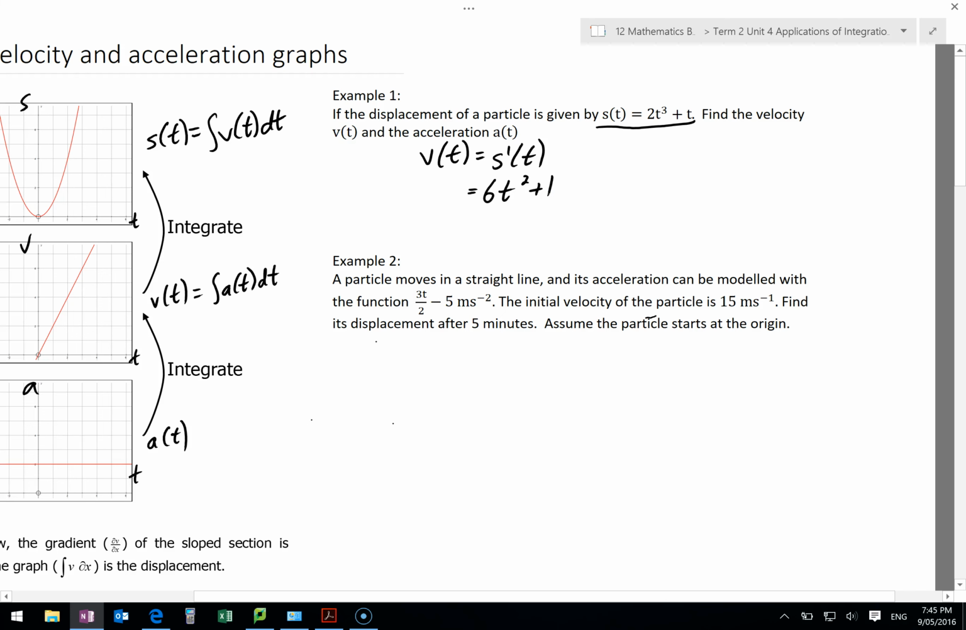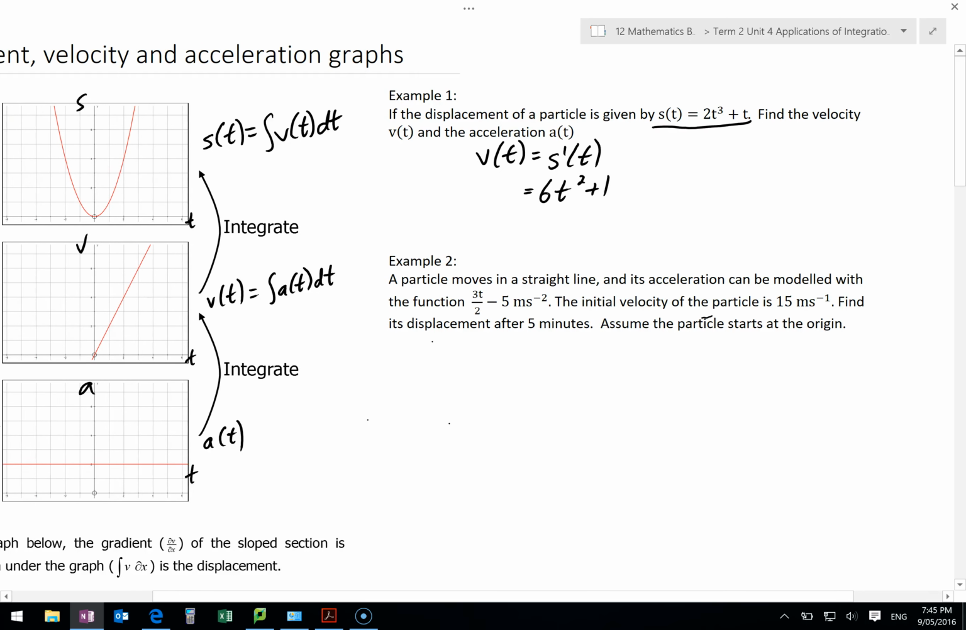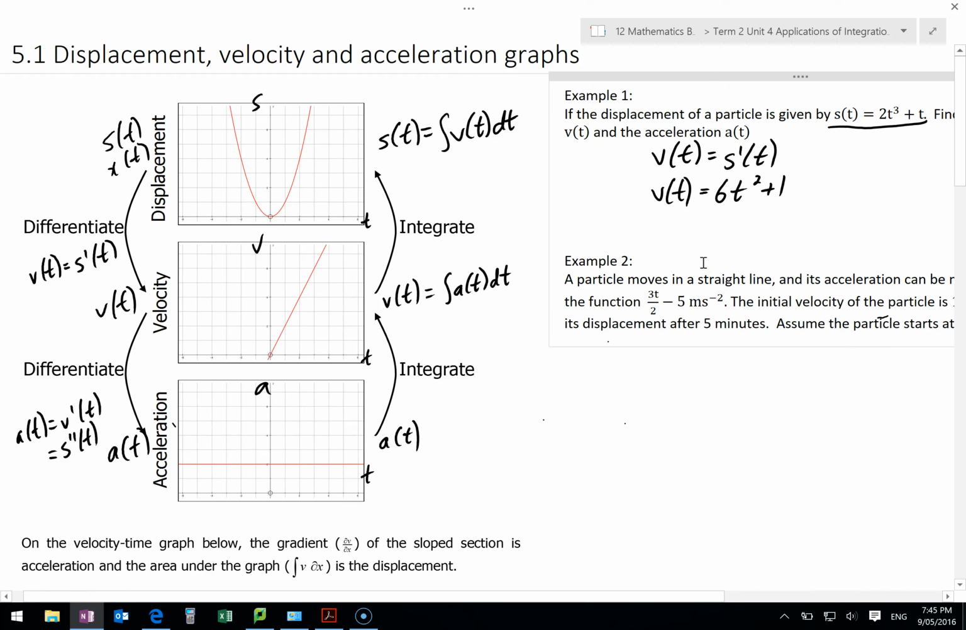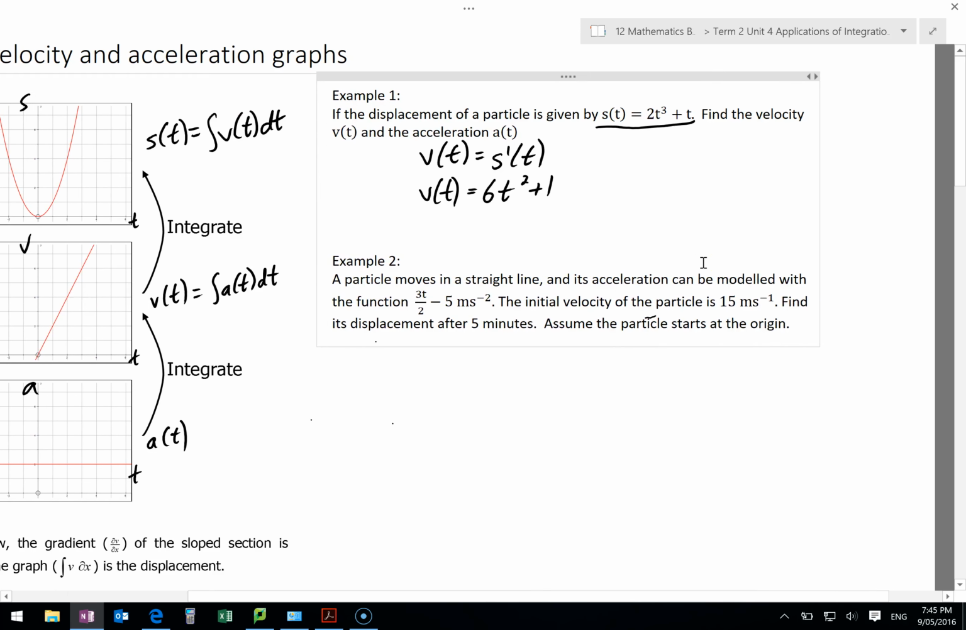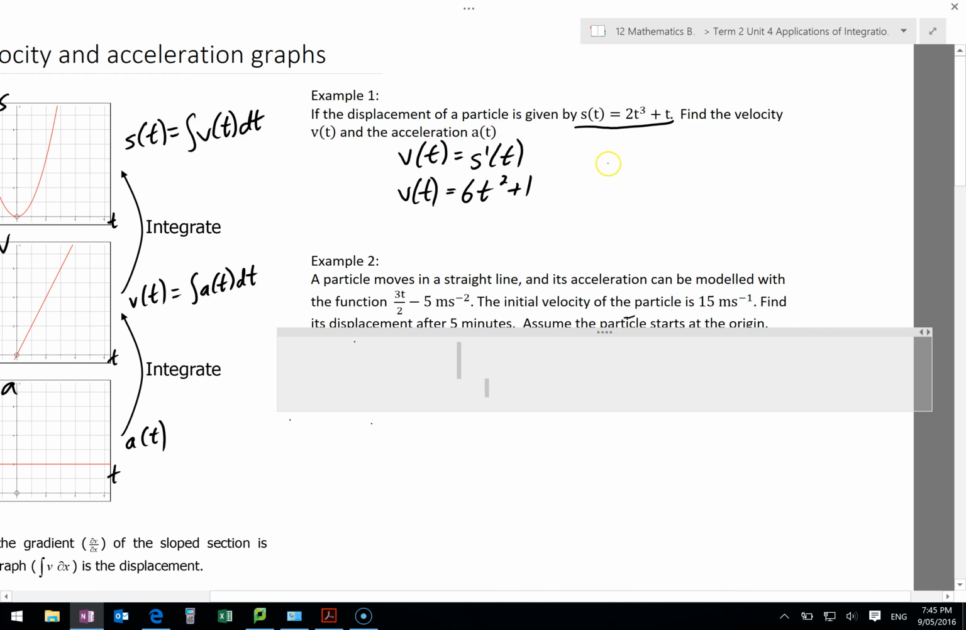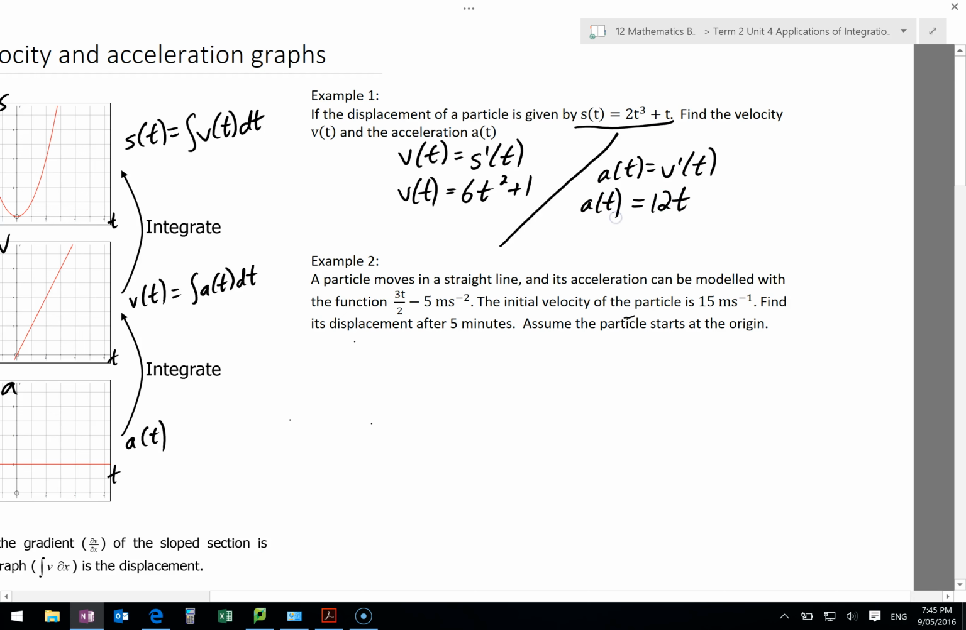Now to find the acceleration, I know that the velocity function is 6t squared plus 1. To find the acceleration, I need to differentiate again. So from here, acceleration is the derivative of velocity, our velocity function here, 12t plus 0. That's all it is, stepping between velocity and acceleration.